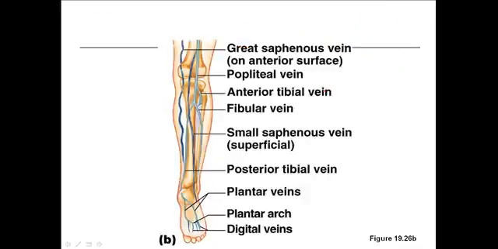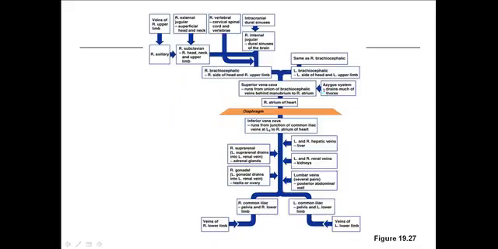And here's just a little closer picture of it. And here, these are the structures that are drained by the particular vein. So if I say left common iliac, it drains the pelvis and the lower limb. So if I ask you on a test, what part of the body does the left common iliac vein drain? You will say pelvis and lower limb.